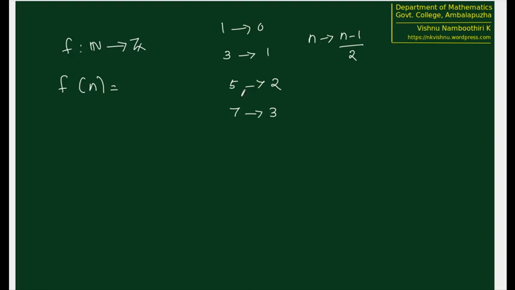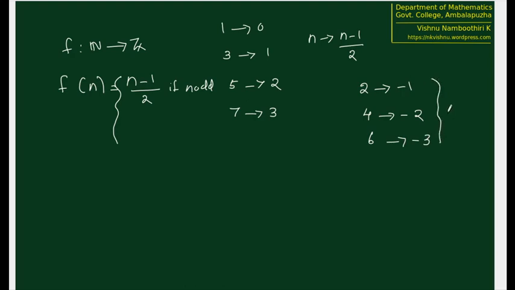5 minus 1 by 2, that is 4 by 2, that's 2. Therefore for odd integers we have n going to n minus 1 by 2 if n is odd. And what about even integers? If we observe once again, we have 2 going to minus 1, 4 to minus 2, 6 to minus 3. Therefore, here it is actually the half but with a negative sign. Therefore, n is going to minus n by 2 if n is even.